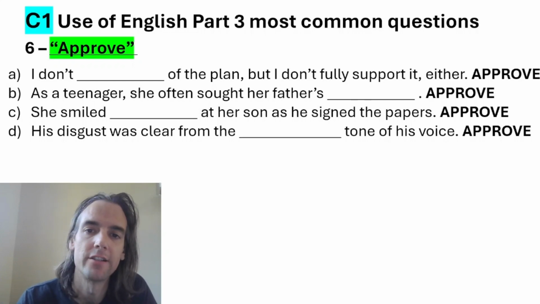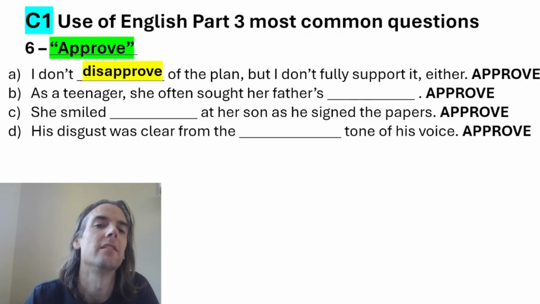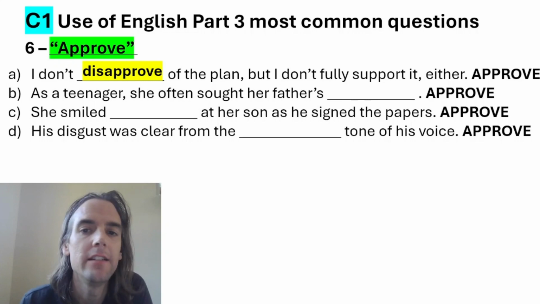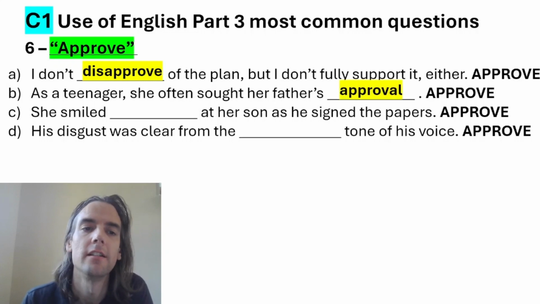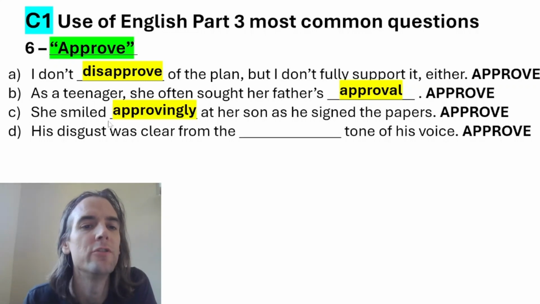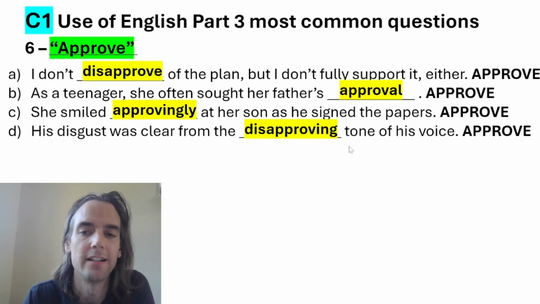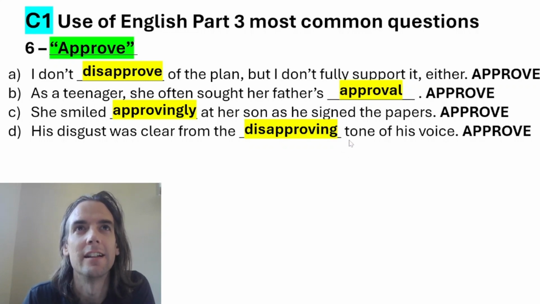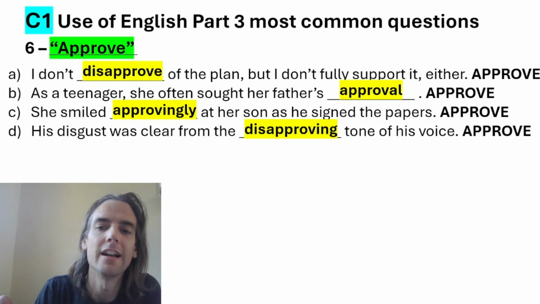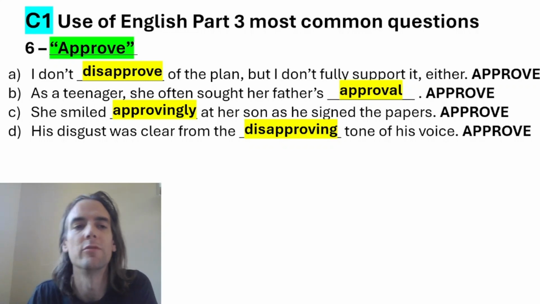A, this is a great question because obviously the context of the sentence tells you you need the negative verb, which is disapprove. B, you need the noun, approval. C, how are you smiling when someone signs the papers? If you're smiling, I think it's approvingly. And what is the tone of his voice? It is disapproving. There's a disapproving tone. The ing adjectives: it is interesting, it is disapproving, it creates disapproval.